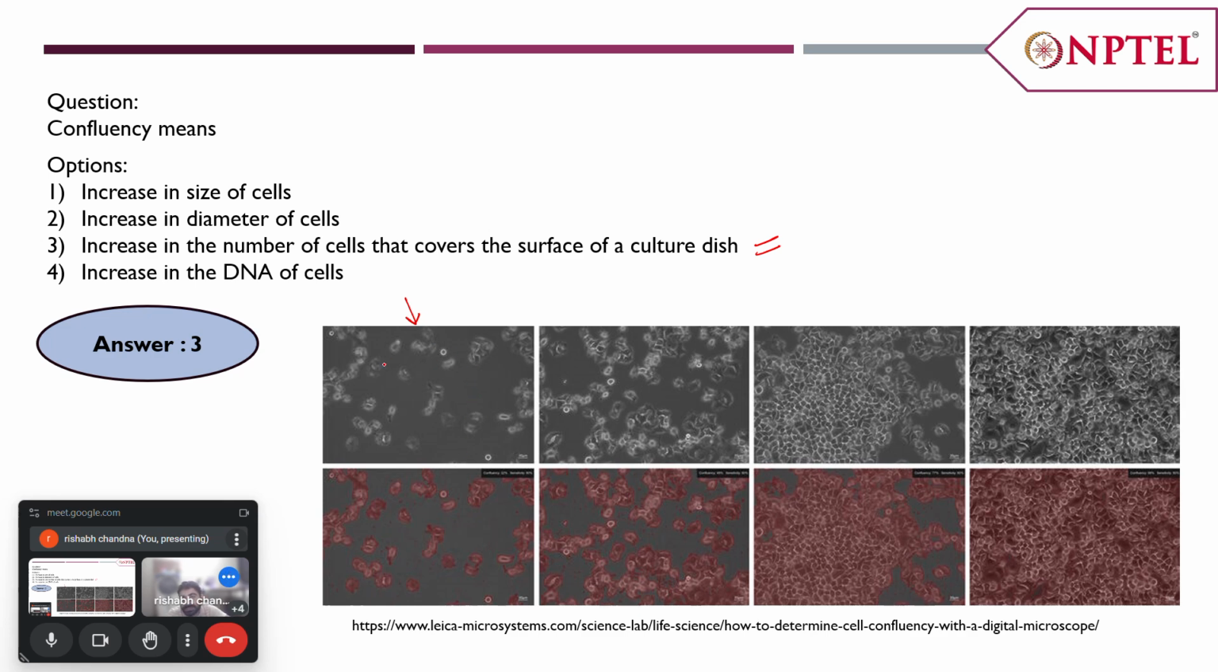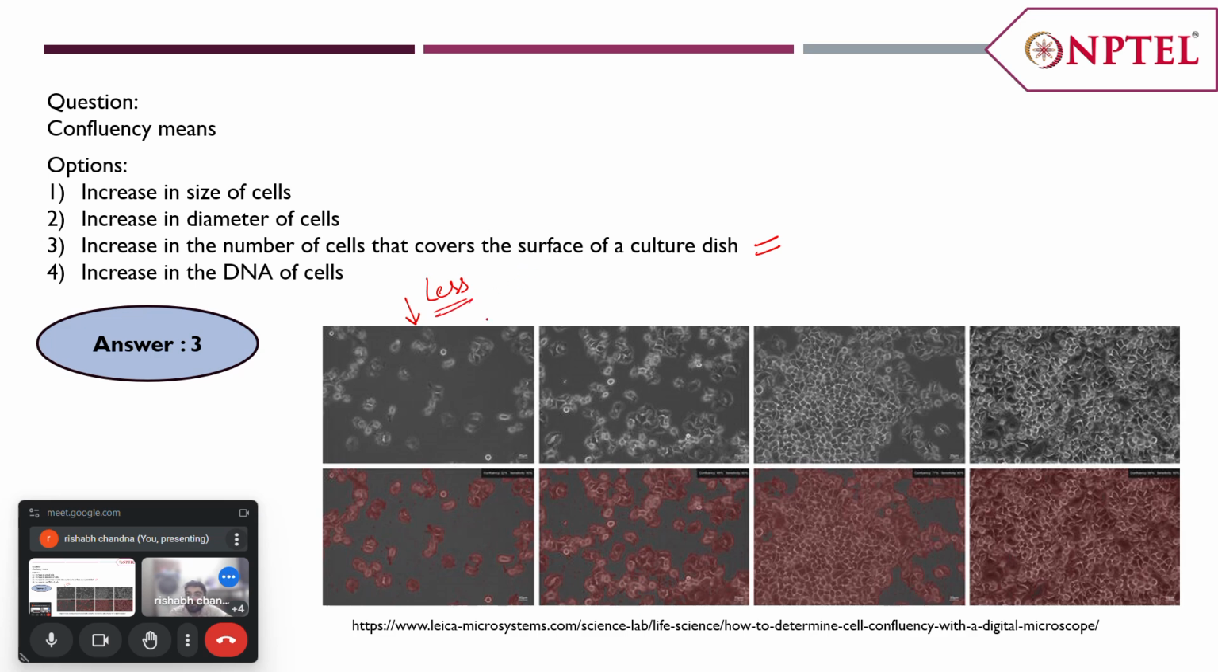Now we allow them to settle and adhere to the culture plate. You can see the number of cells is less as compared to the whole plate. This is not a whole plate, this is a picture of a part of a plate. In that case, the area covered has very few cells, so the confluency is less.